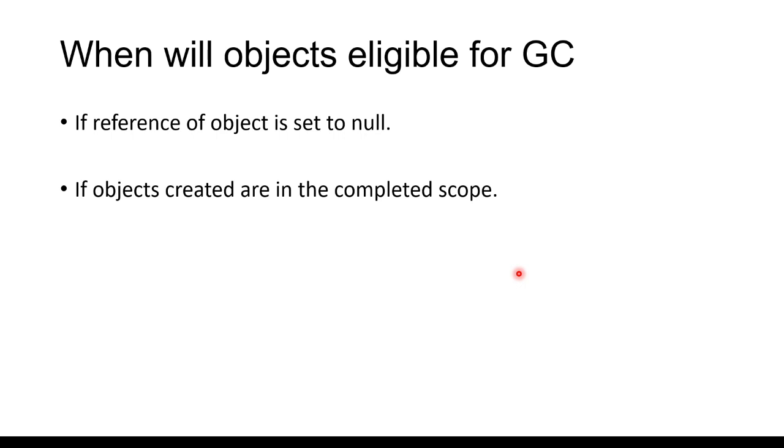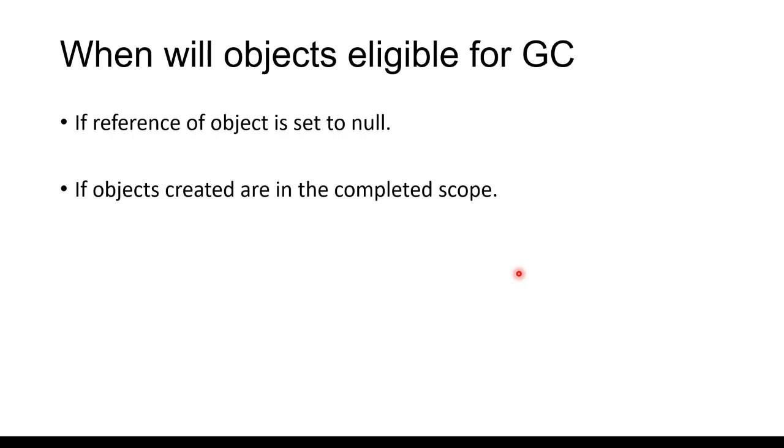So, for example, we will see some cases with examples. In the first case, if the reference of the object is set to null, then it will be eligible for GC. In the second case, if the objects created are in a completed scope, for example, a block of code like a method is executed and some objects are created in that block and belong only to that block scope.